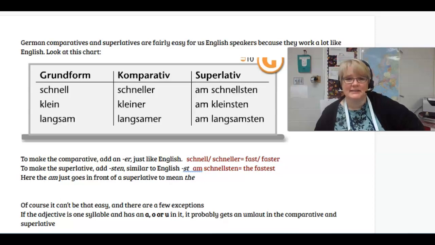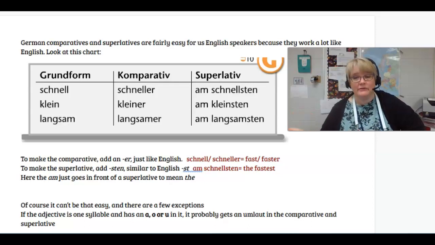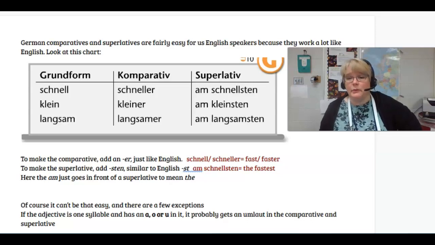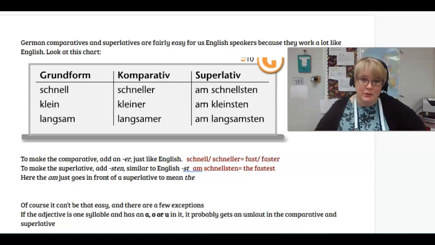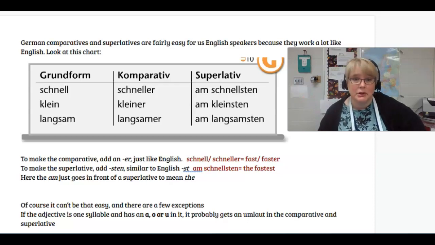Hallo, liebe Leute. Let's talk about some comparative and superlative adjectives. Okay, this isn't going to be too bad for you guys because it's very much like English. Like we've talked about before, English and German are cousin languages. And so many times in grammar, things come up that are very similar.